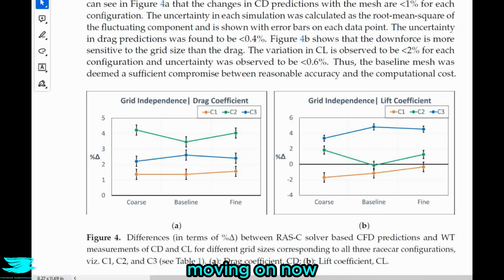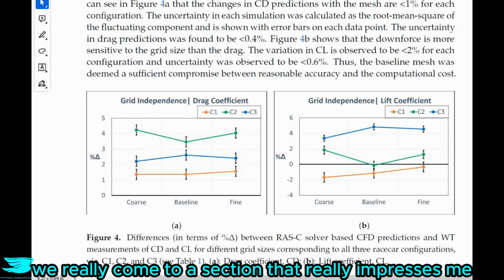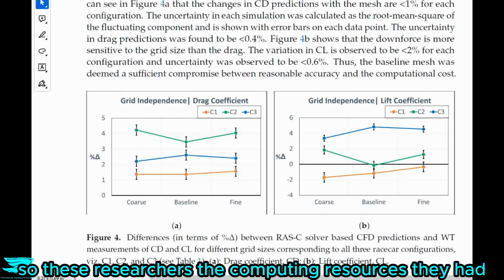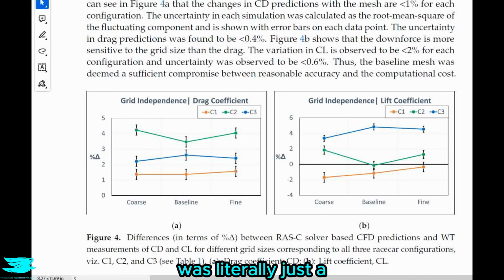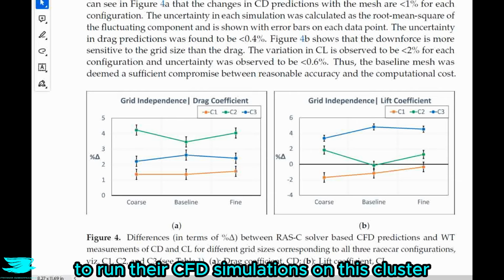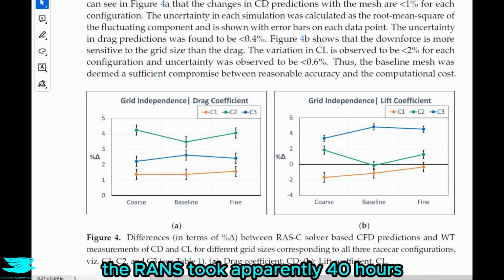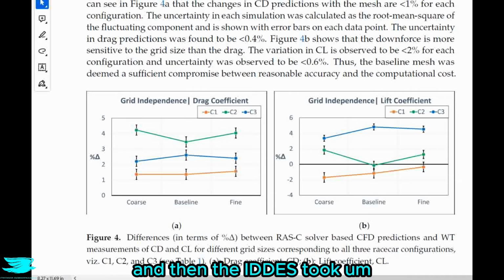Anyway, moving on. Now, we really come to a section that really impresses me. So these researchers, the computing resources they had was literally just a 144 core cluster. So just 144 cores. To run their CFD simulations on this cluster, the RANS took apparently 40 hours, and then the IDDES took 600 hours.